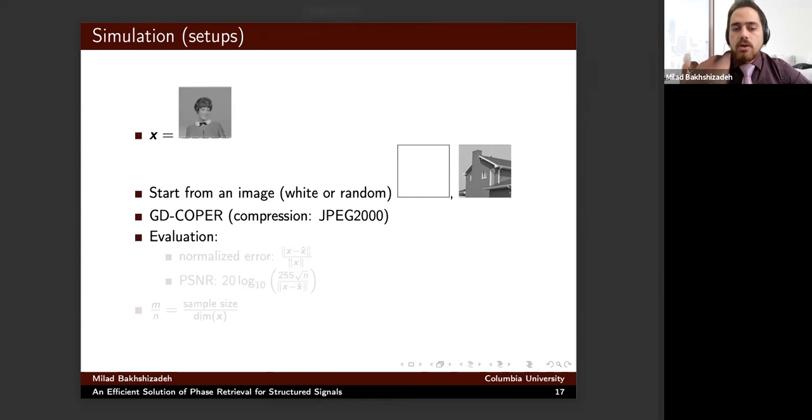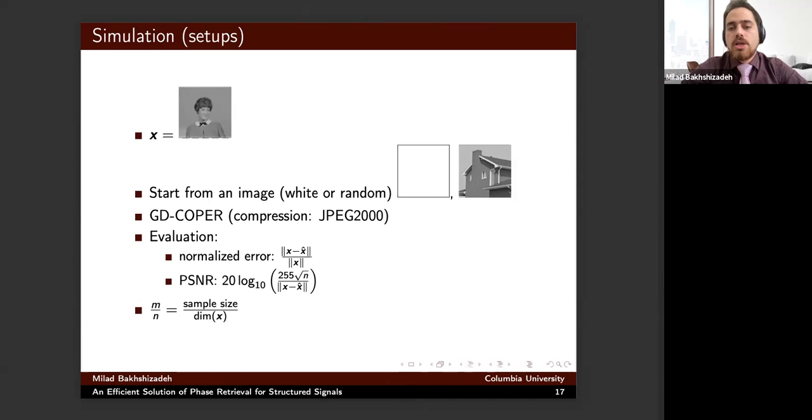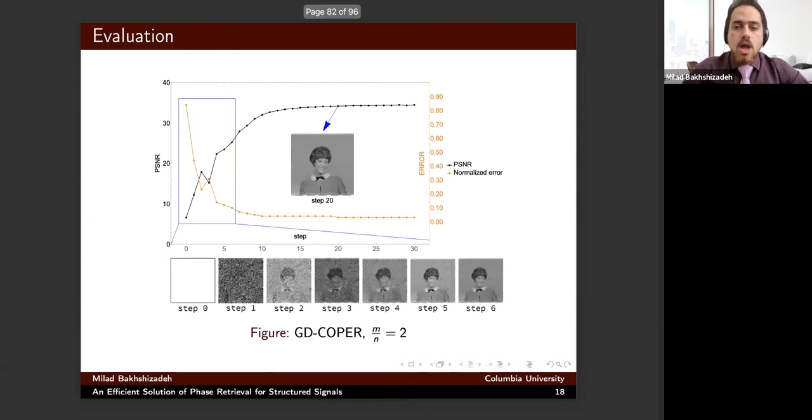The way that we are going to evaluate our estimation is by two quantities. The first one is normalized error, which I wrote down here. The second one is PSNR, peak signal to noise ratio, which is a logarithmic function of the error. One more thing that we are interested in is the ratio of sample size to the dimension of X. We are interested in how many samples GD-COPER in fact requires to recover the signal, and hence this is an important quantity in our later slides when we discuss the performance of GD-COPER. So basically, this is what you are going to see in later slides.